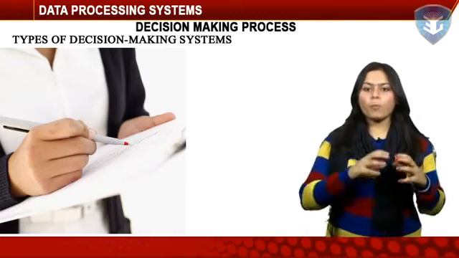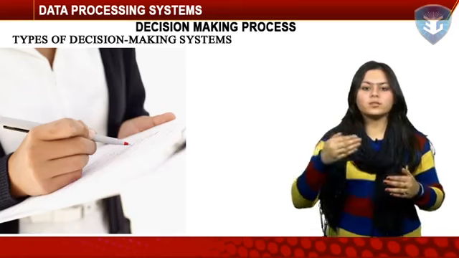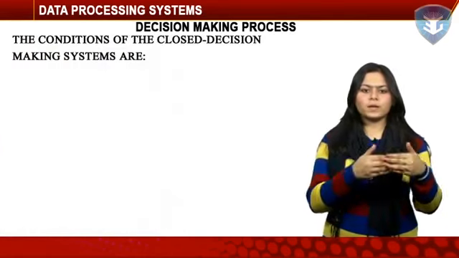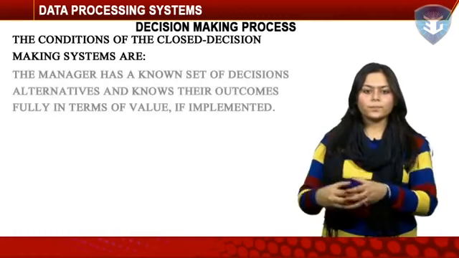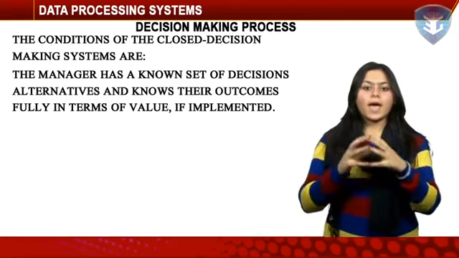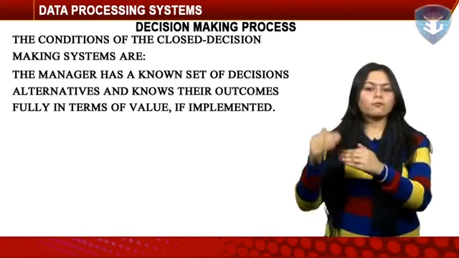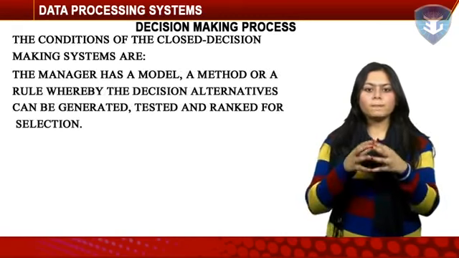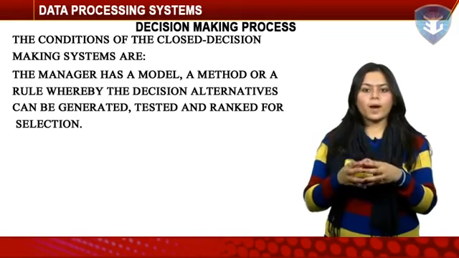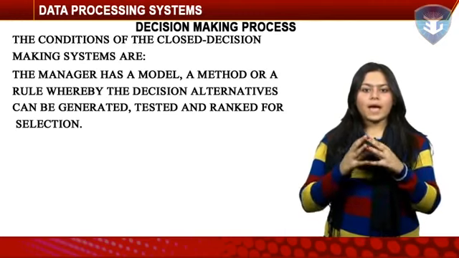If the manager operates in a known environment, then it is a closed decision making process. The conditions of the closed decision making system are: the manager has a known set of decision alternatives and knows their outcomes fully in terms of value if implemented. The manager has a model, a method or a rule whereby the decision alternatives can be generated, tested and ranked for selection.